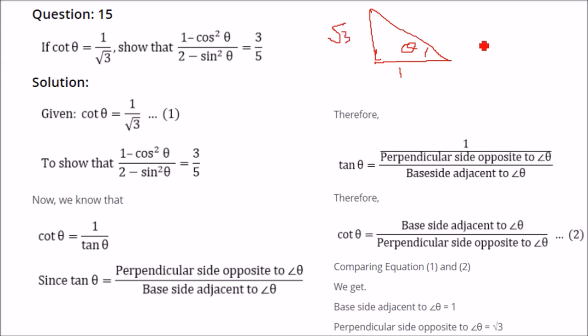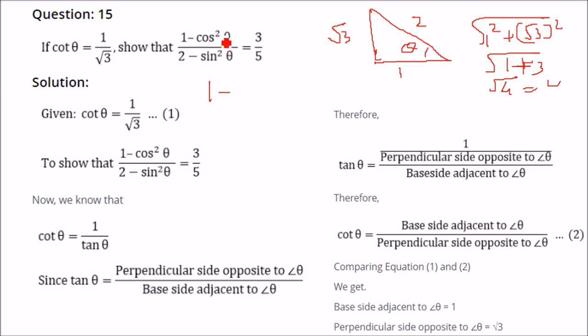What will be this side? Under root, 1 square plus root 3 whole square. This will be 1 plus root 3 whole square is 3. You get root 4, that is 2. So this is 2. So 1 minus cos square theta. Cos theta is base upon hypotenuse. Base is 1, hypotenuse is 2.